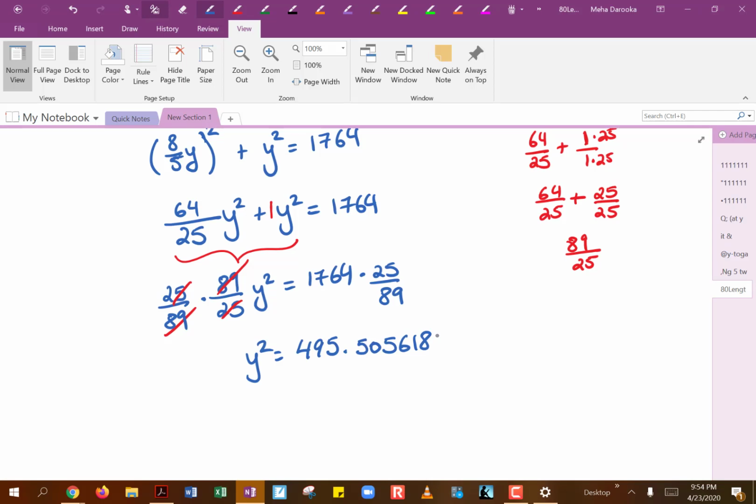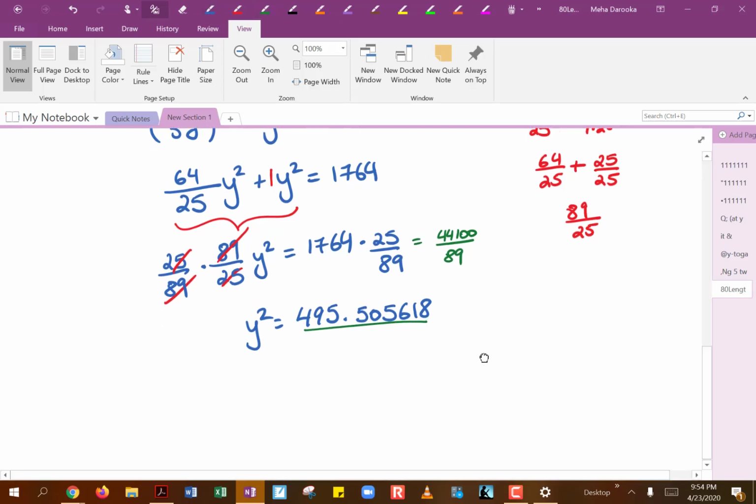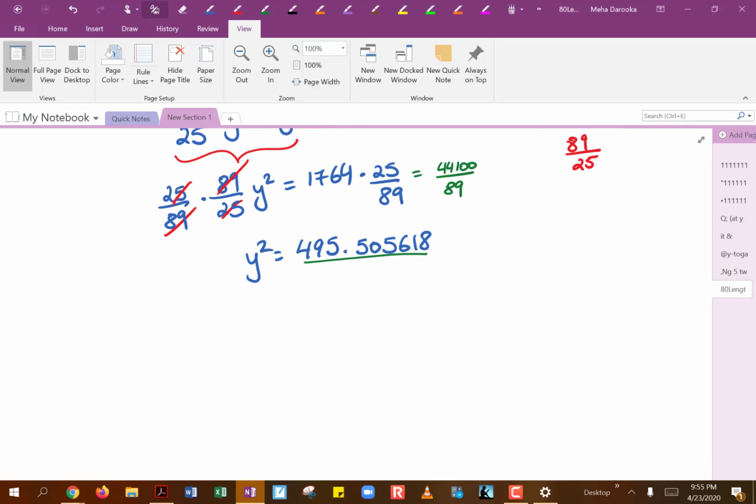Now if you wanted to put this in a fraction form, let me see. Yeah, you really cannot, because in a fraction form this comes out to be where you're just basically multiplying 1764 with 25, and this comes out to be 44,100 over 89. So if you want to leave it as a fraction, you can, or if you want to leave it as this decimal, you can. Doesn't matter. Now our goal is to get y by itself, which means we will need to take a square root on both sides.